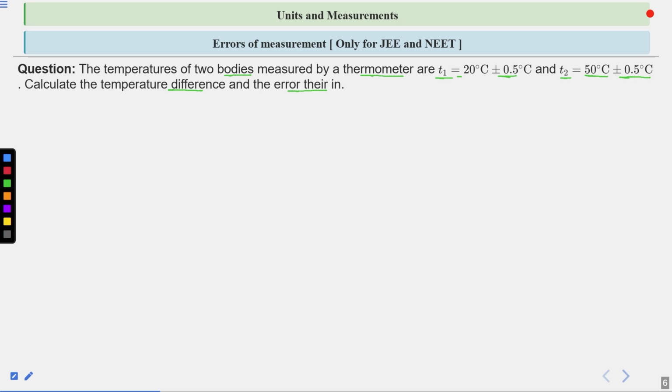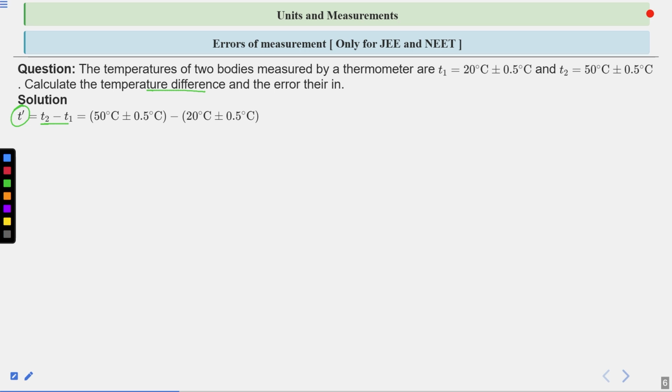So what is the answer? Solution. So here T prime is equal to T2 minus T1. So this is the temperature difference. Here temperature difference is T prime.